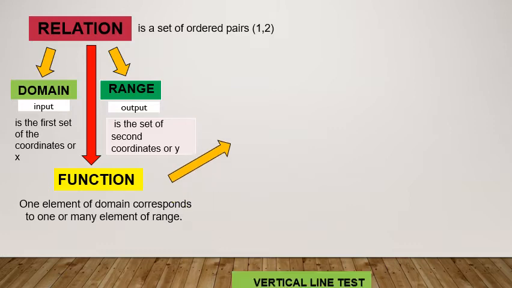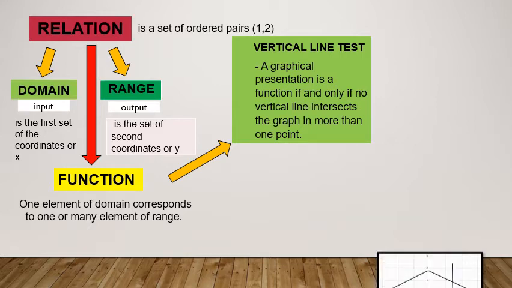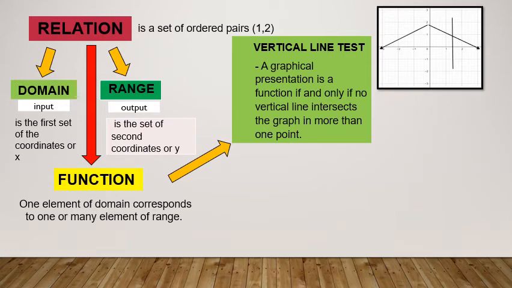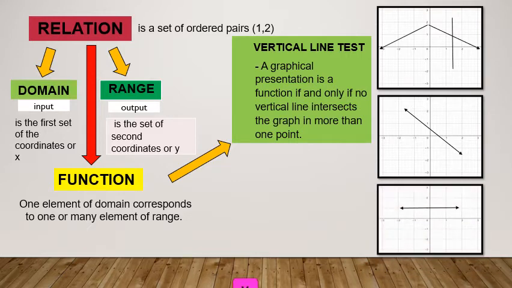These functions can be tested using the vertical line test in graphical presentation, if there is only one point of intersection with the vertical line. Meaning you have to see an intersection at one point only when you use the vertical line test. So this is a graph of examples of functions, and this one is a function, and another one is a function.